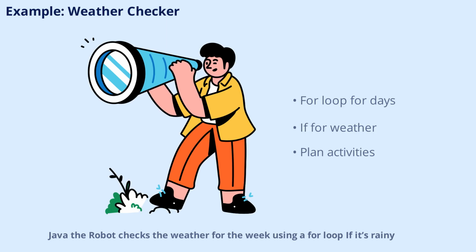Java the robot checks the weather for the week using a for loop. If it's rainy, he uses continue to skip outdoor plans. If it's sunny, he plans a picnic. This example shows how loops and selection statements work together.